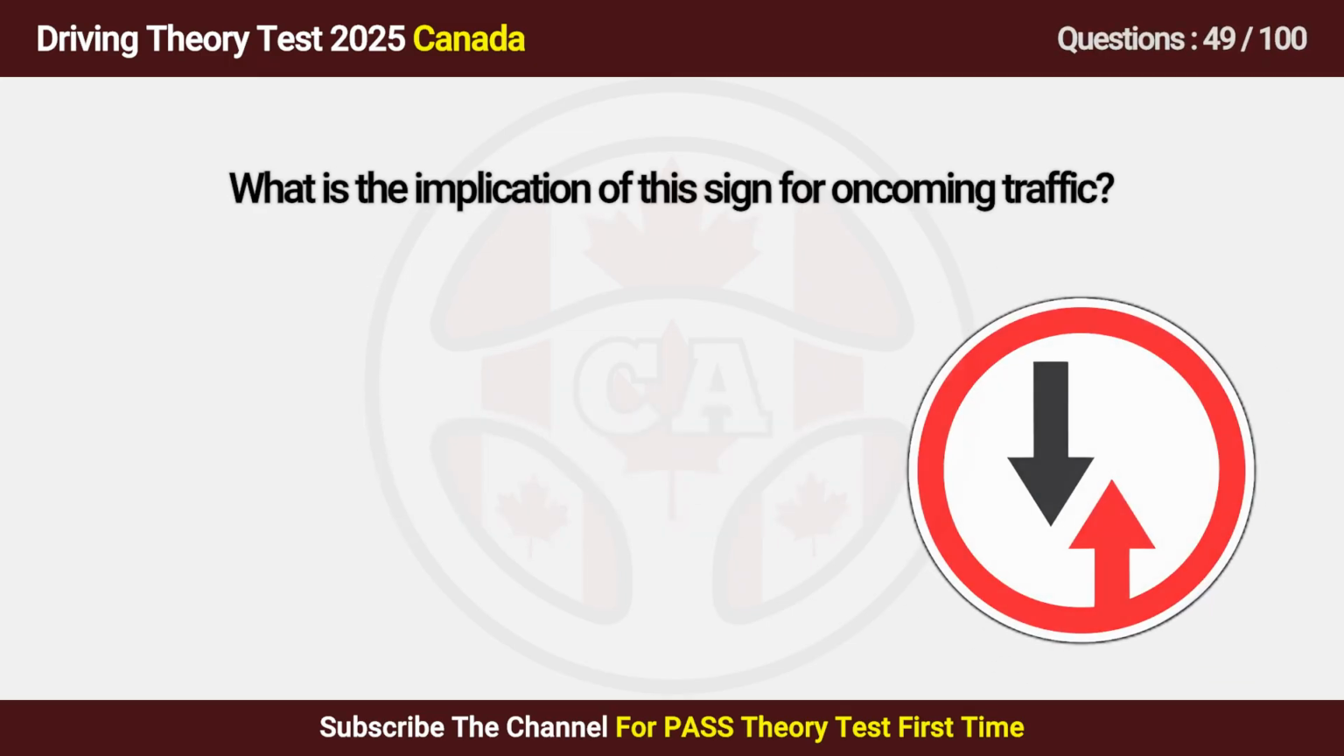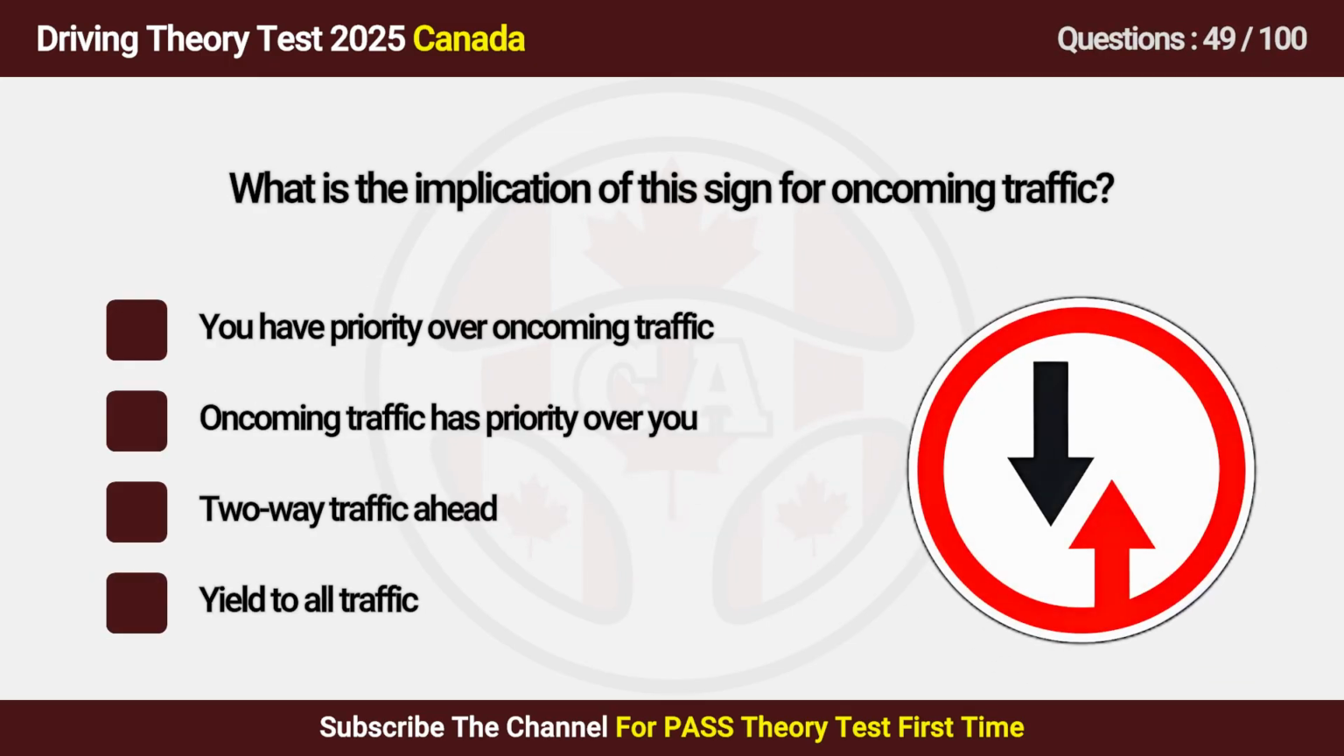Question 49. What is the implication of this sign for oncoming traffic? A. You have priority over oncoming traffic. B. Oncoming traffic has priority over you. C. Two-way traffic ahead. D. Yield to all traffic.